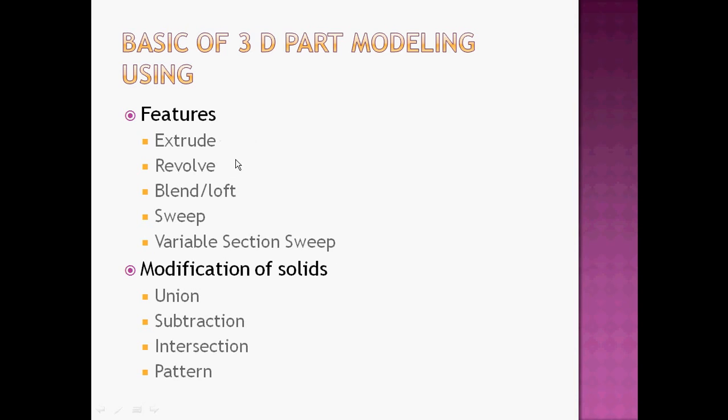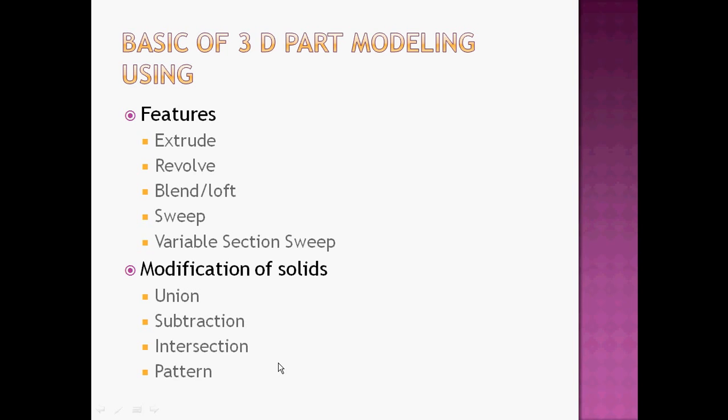In the features, we are going to cover the extrude command, revolve command, blend loft command, sweep command, variable section sweep command. And similarly, for modification of solids, we are going to cover the union, subtraction, intersection and pattern. So today we are going to study one more example on the extrude command. With this extrude command, we will also understand how we can use union, subtraction and intersection during creation of a 3D model.